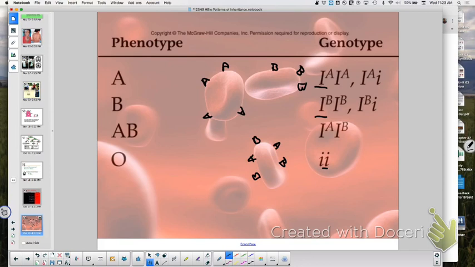Now, type O blood doesn't have any, it would be like this guy. It doesn't have any A antigens and it doesn't have any B antigens. That's why type O blood is the universal what?